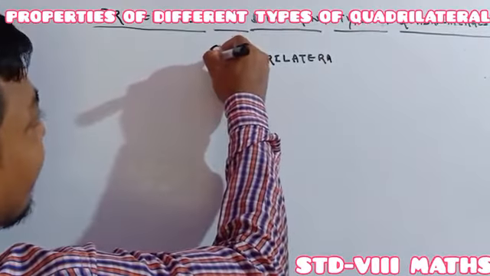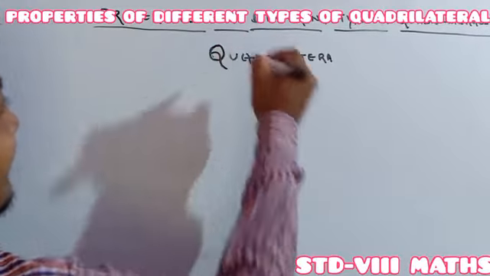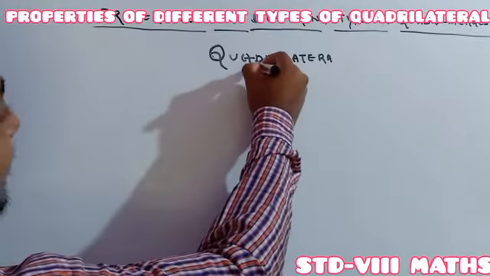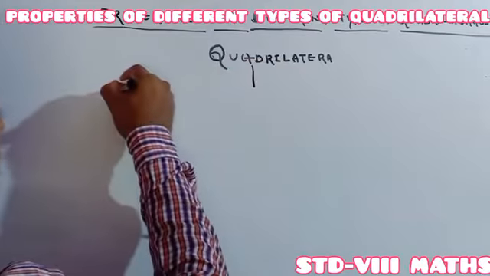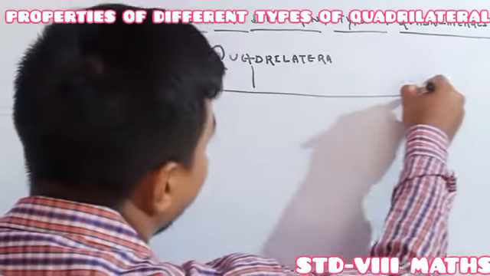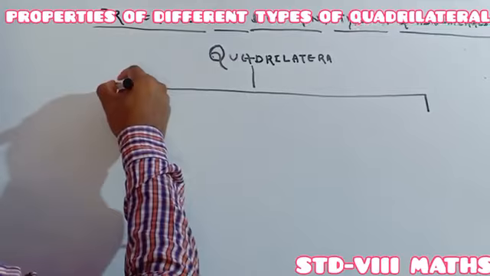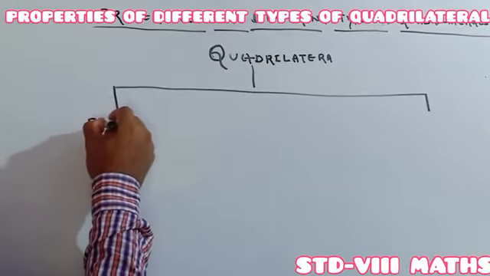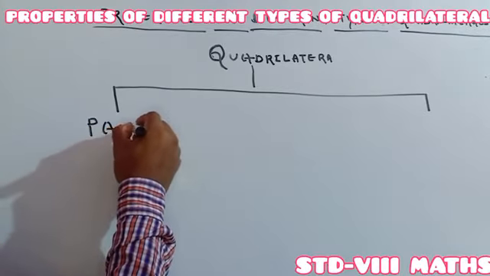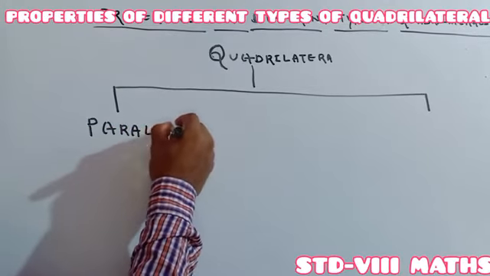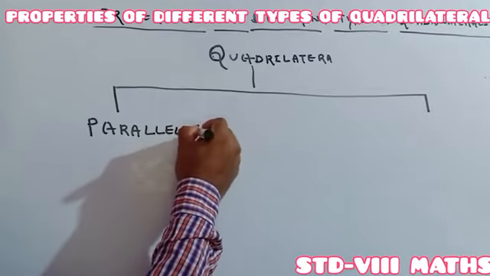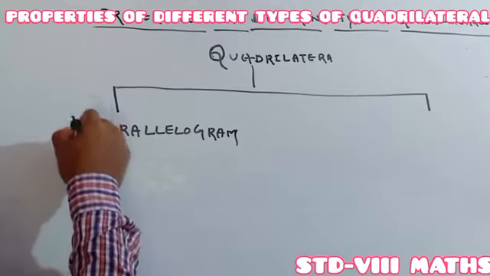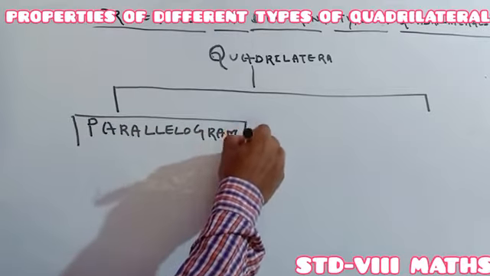Remember, everyone knows that a quadrilateral is a four-sided polygon. See, here I am dividing the quadrilateral into different parts. Here I am writing one of the quadrilaterals, it is our parallelogram. See the diagram perfectly, you just have to remember.